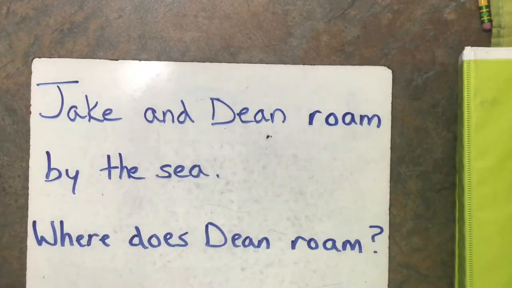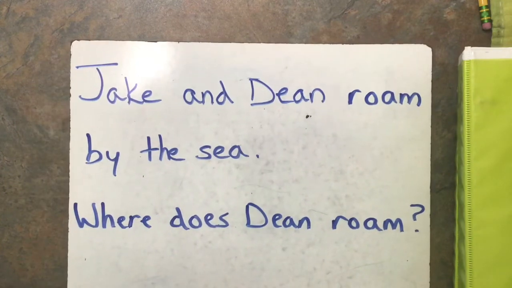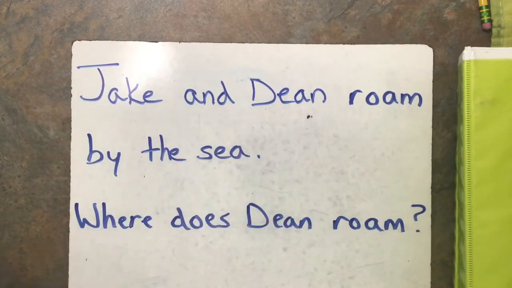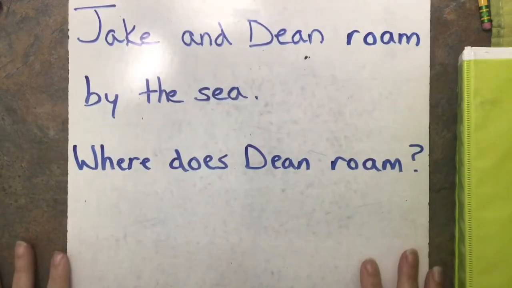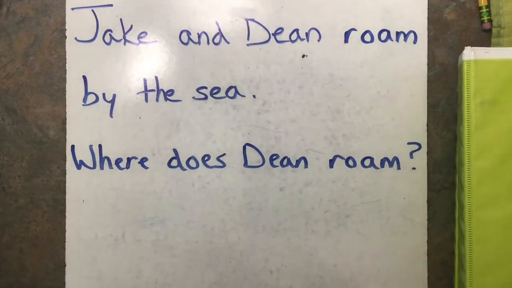Okay, so let's try another one. We're now going to take a few minutes and read the sentence at the top. Jake and Dean roam by the sea. The question is asking, where does Dean roam?